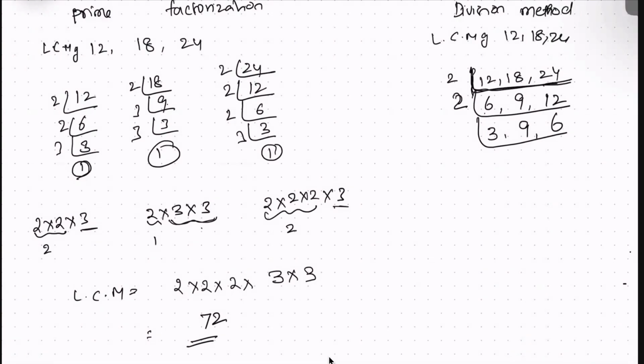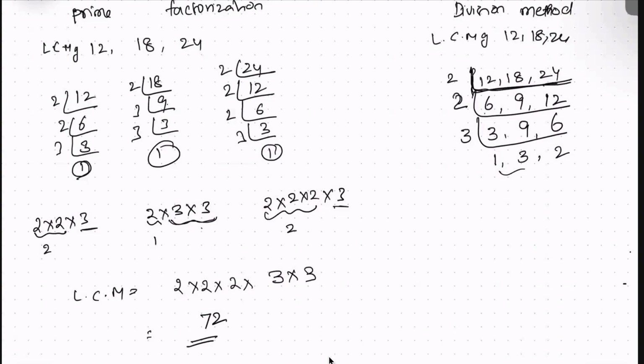Otherwise, just write this number as it is. In this case, the 9 was not divided by 2, and we just wrote down the 9. Now let's divide with 3. 3 times 1 is 3. 3 times 3 is 9. 3 times 2 is 6.